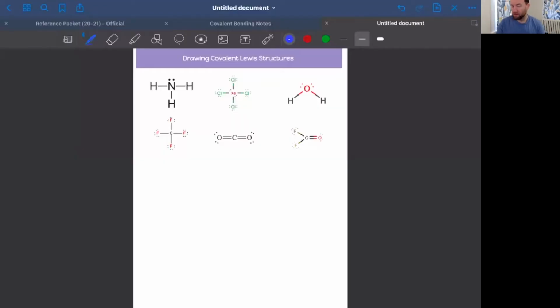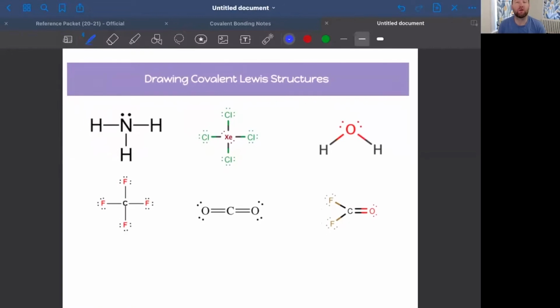Hi everyone, today I'm going to teach you how to draw covalent Lewis structures. So when I say covalent Lewis structures, what I mean are structures that show the way molecules are arranged through covalent bonds. So let's talk about how we make these things.